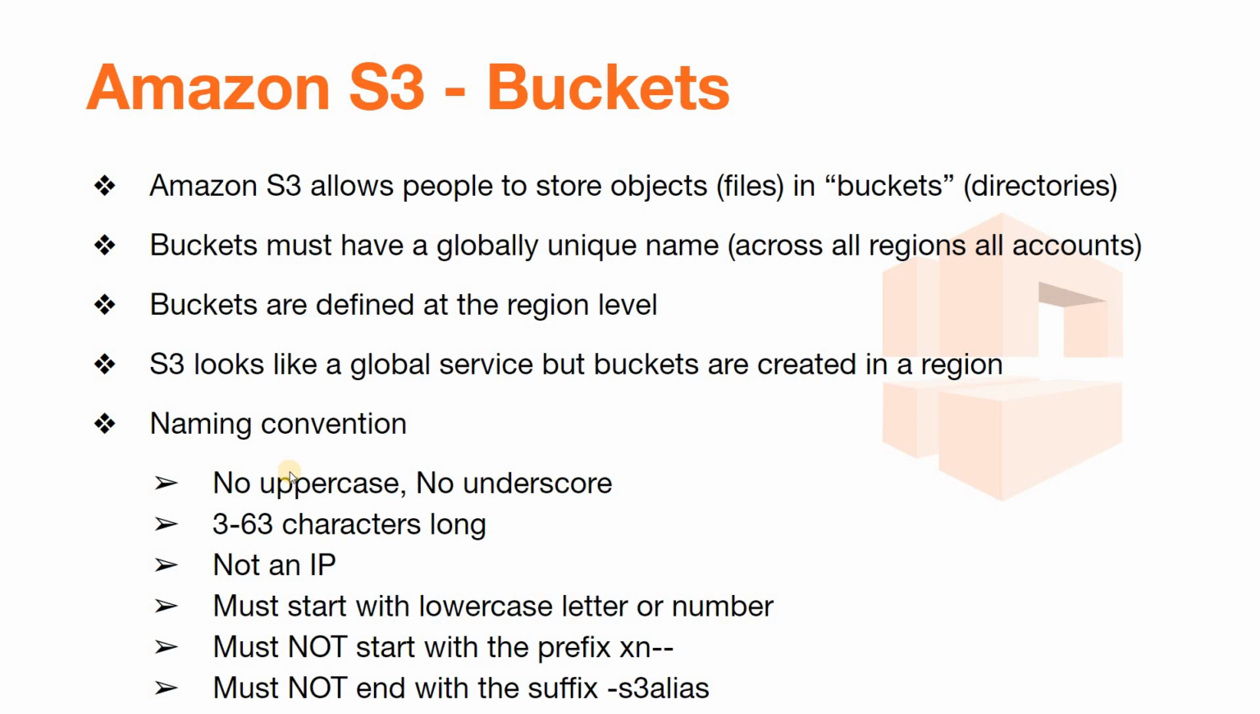Now here comes the most important part, the naming conventions. You can go through it. No uppercase, no underscore, 3 to 63 characters long, not an IP address, must start with a lowercase letter or number, must not start with the prefix xn-- and must not end with the suffix -s3alias.